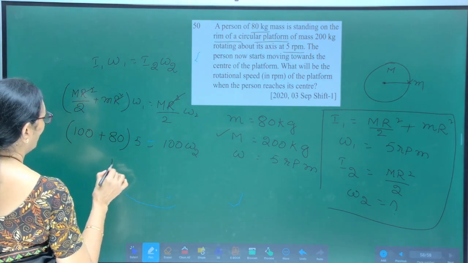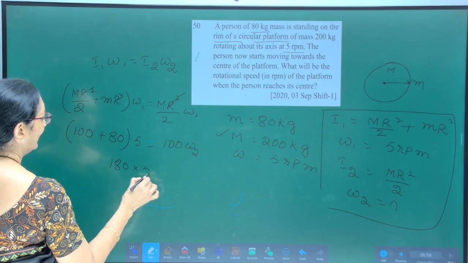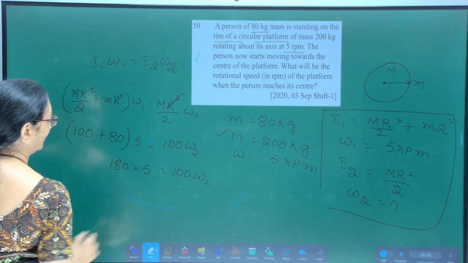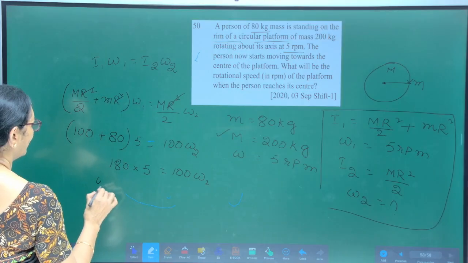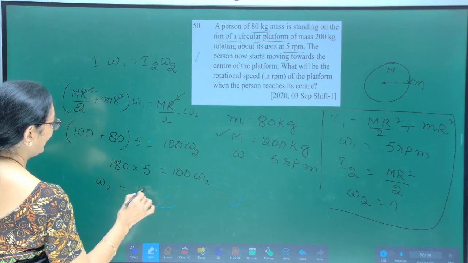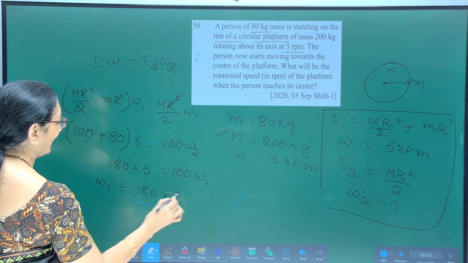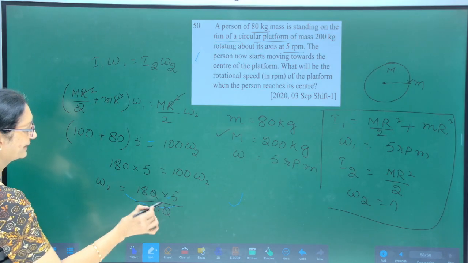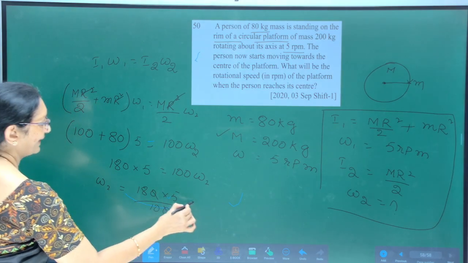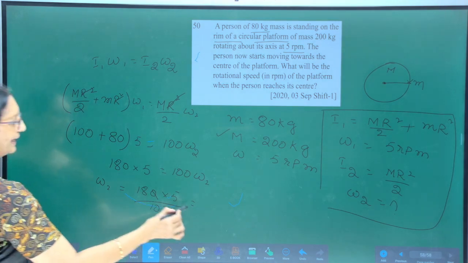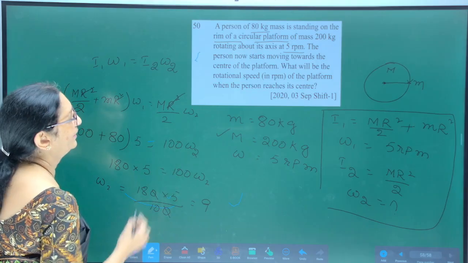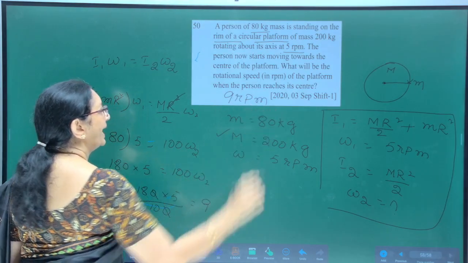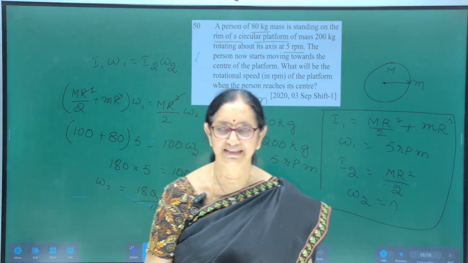So this is 180 into 5 is equal to 100 omega 2. So omega 2 is equal to 180 into 5 by 100. Here the 0 gets cancelled, 18 fives are 90, 90 by 10 is 9. So it moves with 9 rpm when the man moves to the center of the disc, right?